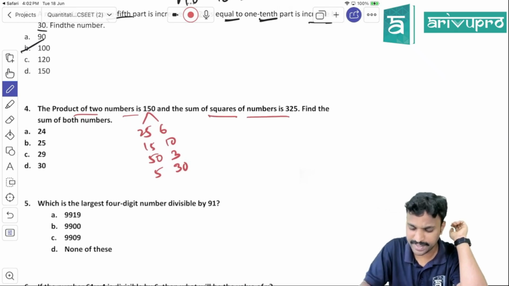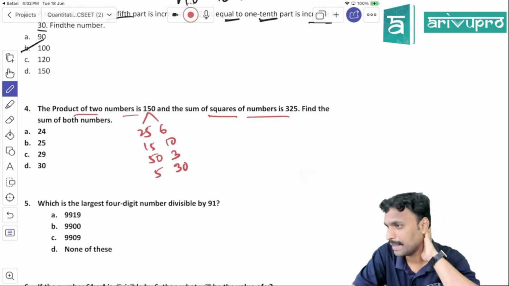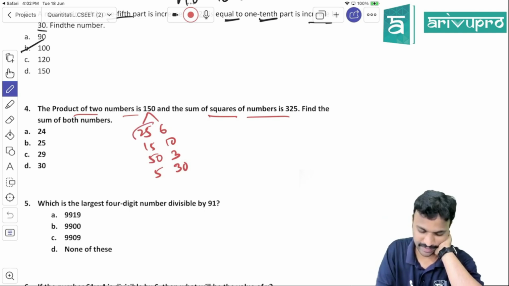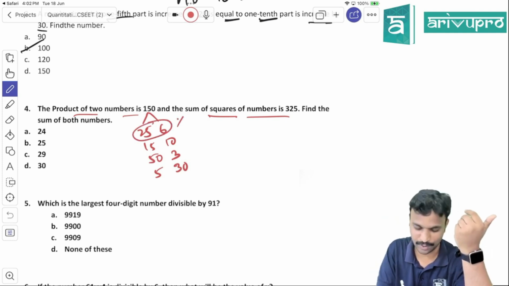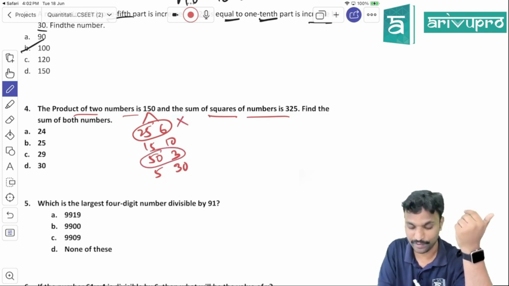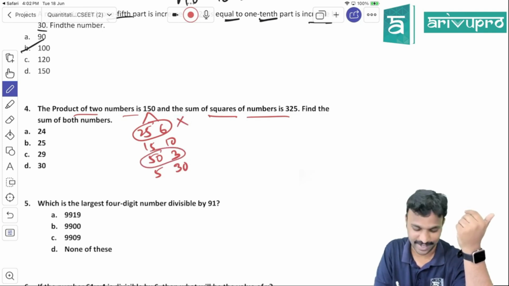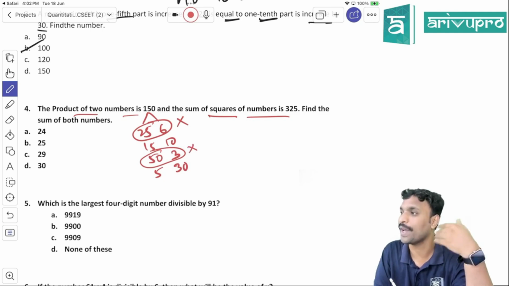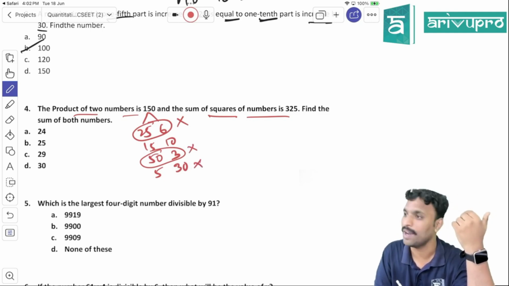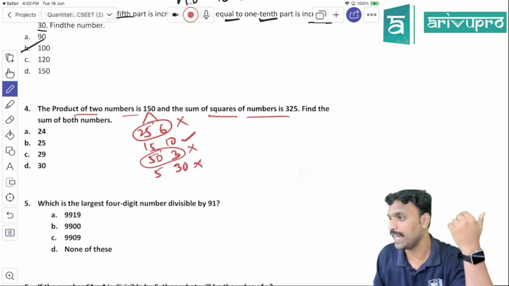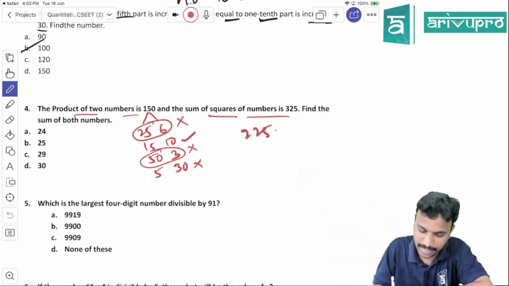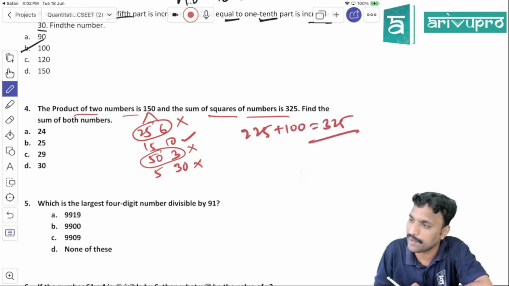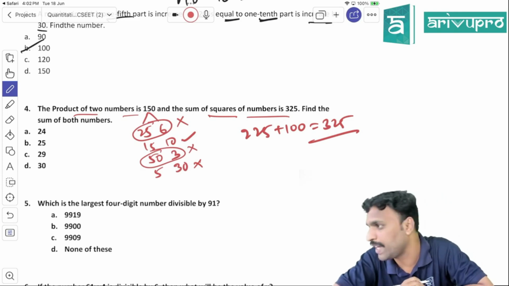Sum of their squares is 325. Now, definitely 25 and 6, if I take square of 25 is already 625. Definitely it's not possible. 50, square of 50 is 2500. Definitely not possible. 30, square of 30 is 900. Not possible. Only possibility is 15 and 10. We will check. Square of 15 is how much? 225. Square of 10 is how much? 100. So sum of their squares is how much? 325. So definitely the numbers are 15 and 10.